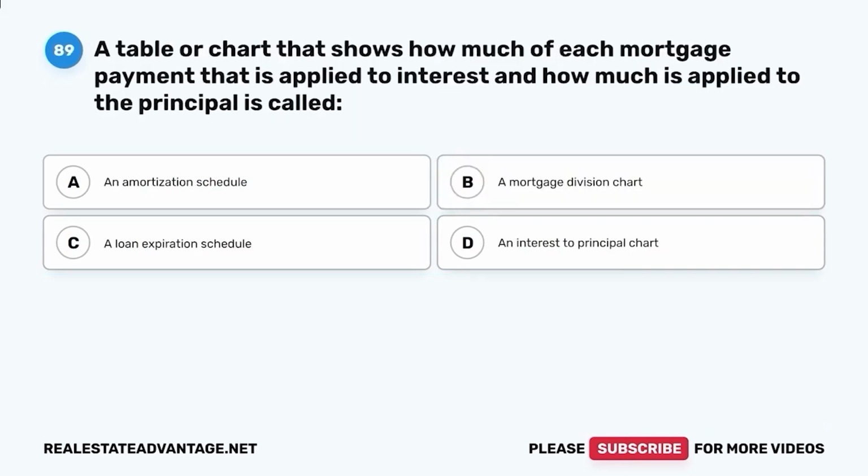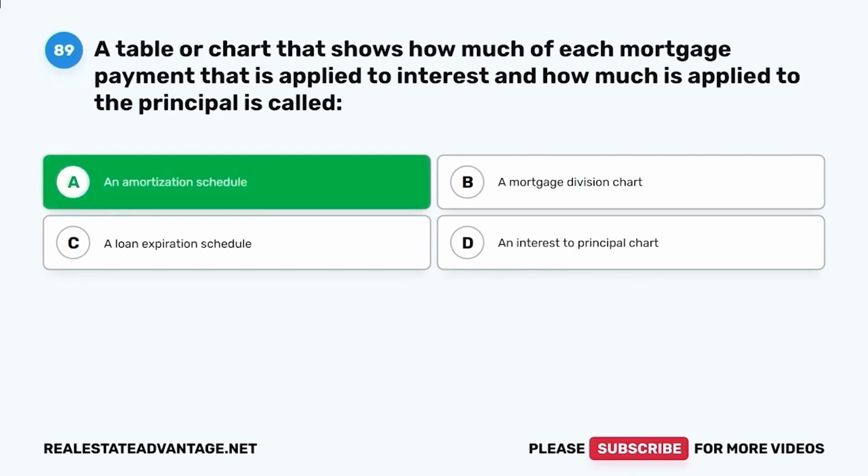Question 89. A table or chart that shows how much of each mortgage payment that is applied to interest and how much is applied to the principal is called A. An amortization schedule. B. A mortgage division chart. C. A loan expiration schedule. D. An interest to principal chart. The correct answer is A.